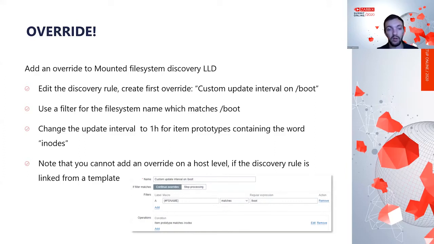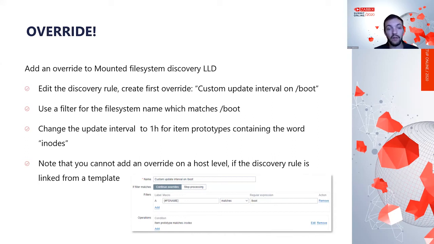We specify our low-level discovery macro. So in this case, it's going to be file system name. It has to match a regular expression, in this case, yes. And within the operation section, we are going to specify that we're going to be working with an item prototype object. And we are going to match the name of the item prototype, which contains the word inode. Yes, and we change the update interval for those items only to 1 hour.